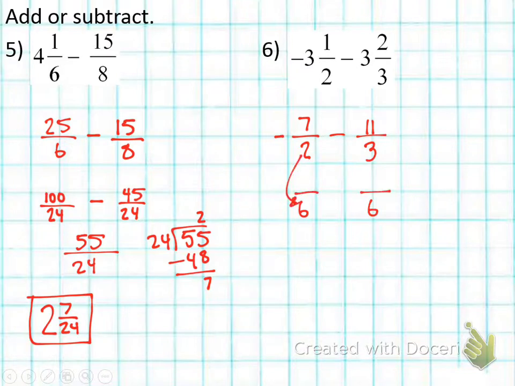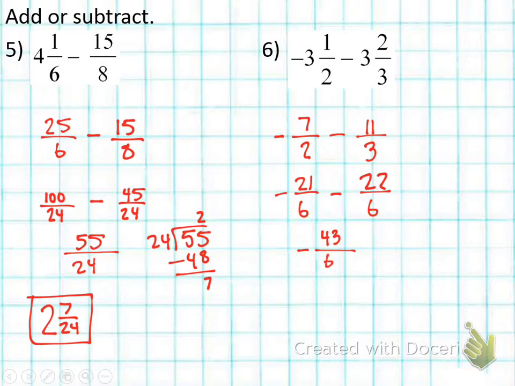2 times what is 6? 3. So 3 times 7 is? Good. 21. Put a minus sign there. 3 times what is 6? Good. 11 times 2 is? 22. Don't forget the minus sign. Okay, so there's a negative minus another number. So what do I do? Same signs or different signs? So do I add or subtract? What's 21 plus 22? Negative 43 over 6, right?